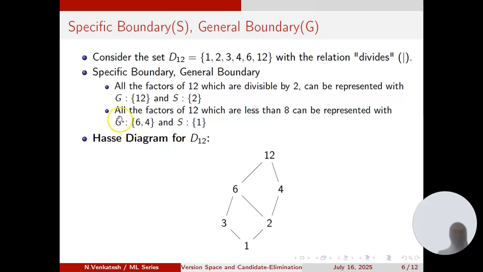Similarly, we have another example: all the factors of 12 which are less than 8.